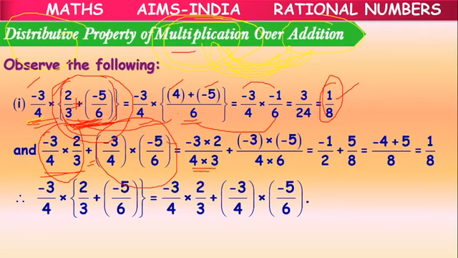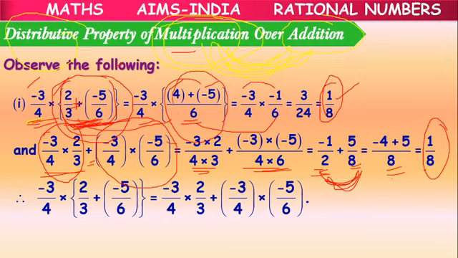Means first and second we have simplified. Minus 1 by 2 we got. First and third we have multiplied. 5 by 8 we got. Now we are adding both. Now also the result is same, 1 by 8. In the first case what we have done? First we have added, then we have multiplied. But in second case what we are doing? First we are multiplying, then we are adding. But both the values are equal.